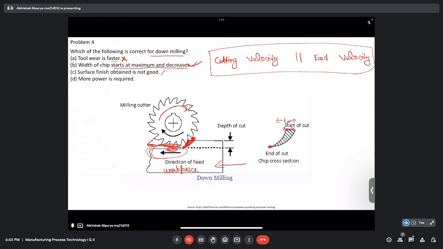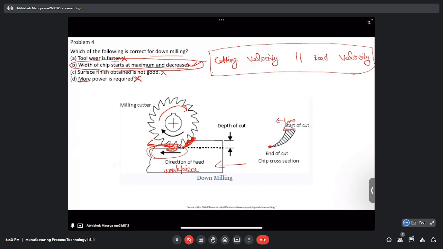So this is a wrong option. And as we already said, in this case less force is required for the cutting, therefore cutting power will also be less, not more. So this is also wrong. Therefore the correct answer for this problem is B.